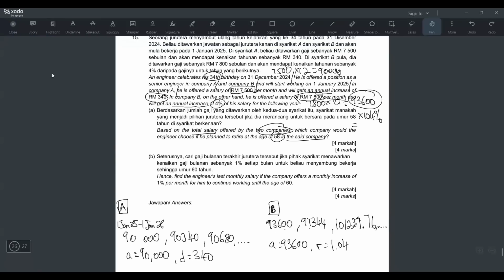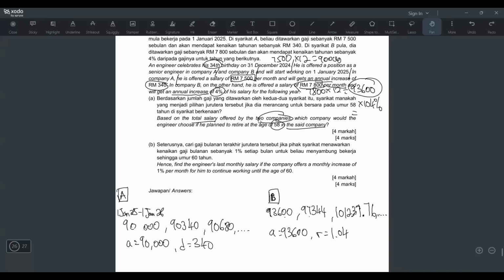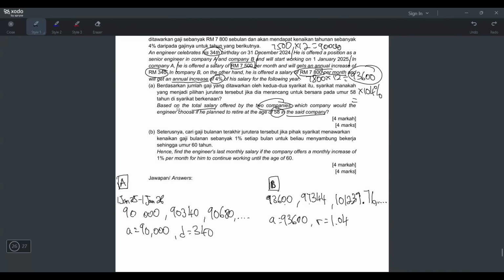Okay, after writing this progression, now we can focus on what the question wants. Let's read again. Based on the total salary offered by the two companies, which company would the engineer choose if he plans to retire at the age of 58 in the company?